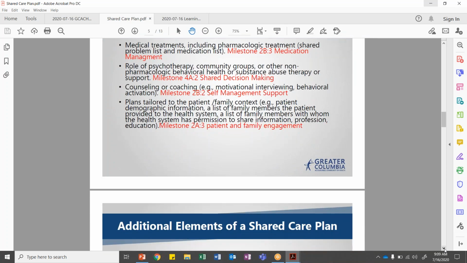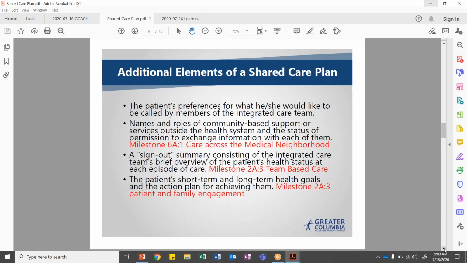Here are additional elements, continued: the patient's preferences, what he or she might like to be called by the members of the integrated care team. As many of you know, I like to go by Sam as opposed to Samantha. The names and the roles of community-based support or services outside the healthcare system, which is the care across the medical neighborhood, milestone 6A1. A sign-out summary consisting of the integrated care team's brief overview of the patient's health status, which is team-based care, the patient's short-term and long-term health goals, and the action plan for achieving those. So 2A3, patient and family engagement. And there are other milestones that can be achieved. It's just how you want to be innovative in implementing your care plan and how you want to set that process up.